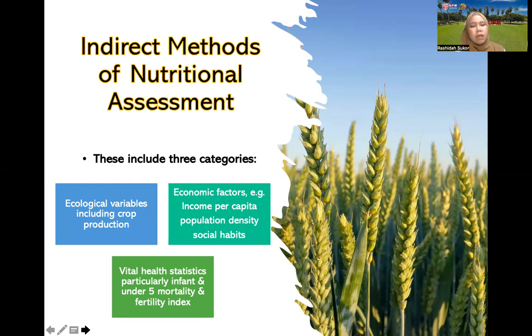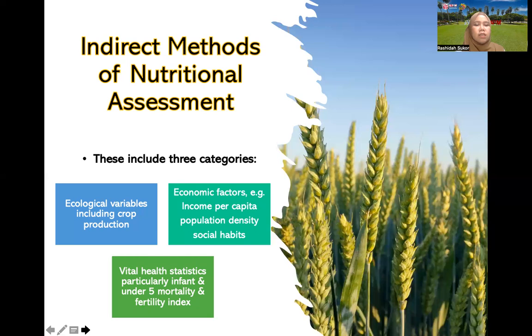Number 2 is the economic factors, whether the individual or the group of population are able to buy, whether they can afford the food or not. Income per capita, the country's income per capita, population density, social habits. These are the factors that can be considered for nutritional assessment.